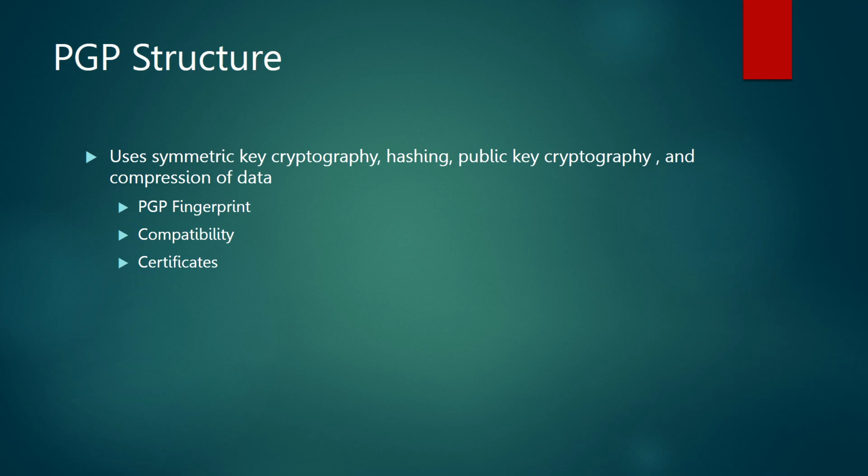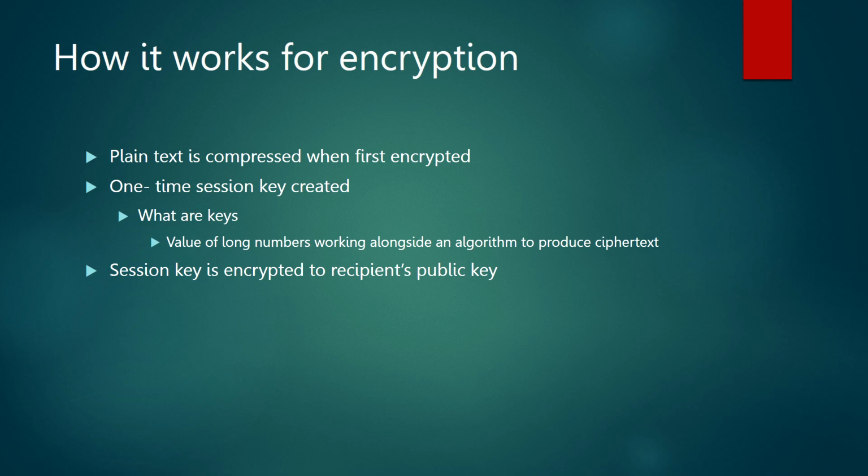So now let's take a look at how PGP works. When a user encrypts plain text with PGP, the software first compresses that plain text. This saves transmission time and disk space, and more importantly, it strengthens the cryptography security.